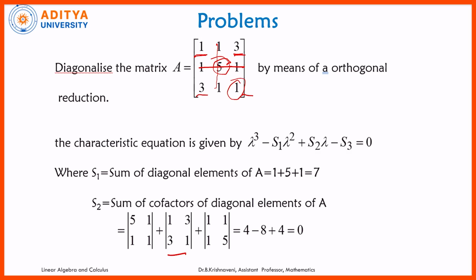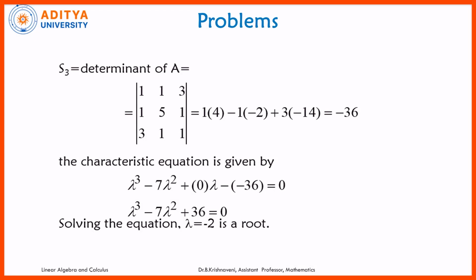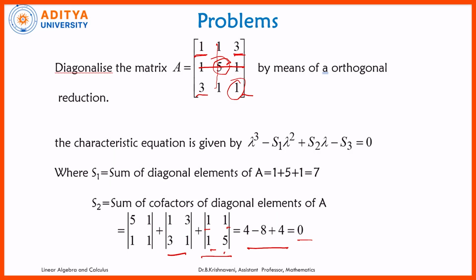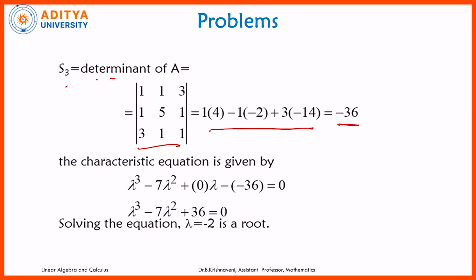Similarly, the cofactor of the third 1 is given by det of [1 1; 1 5], which is equal to 4 minus 8 plus 4, we got that value is equal to 0. And S3 represents det of A. So, the determinant of the 3 by 3 matrix, on calculating, you get the value equal to minus 36. Now, substituting all the S1, S2, S3 values in this equation, we got the characteristic equation as lambda cubed minus 7 lambda squared plus 0 into lambda minus of minus 36 is equal to 0, which is lambda cubed minus 7 lambda squared plus 36 is equal to 0.